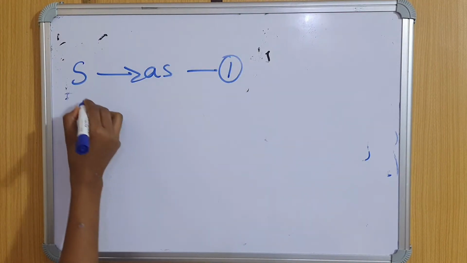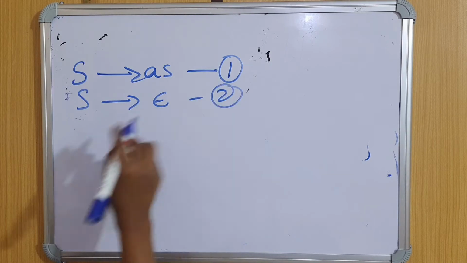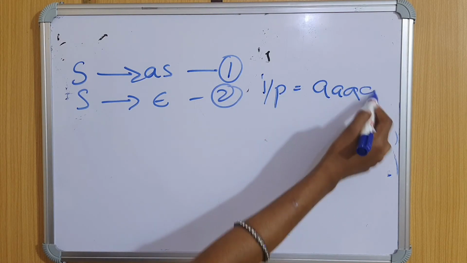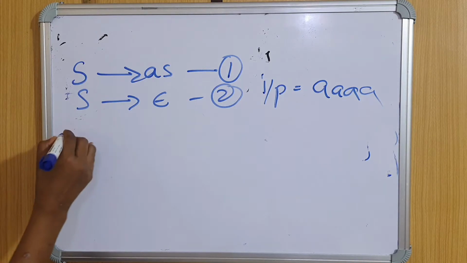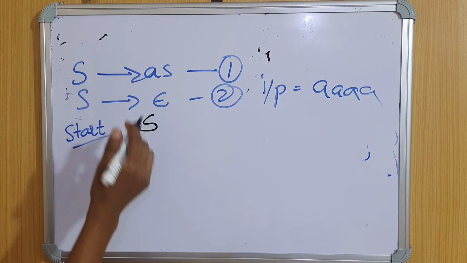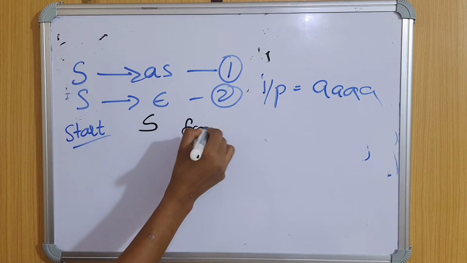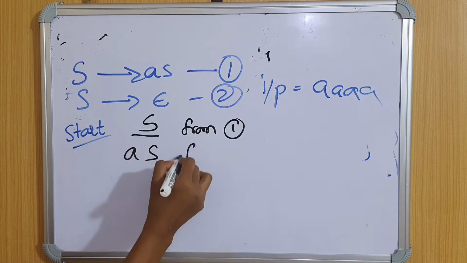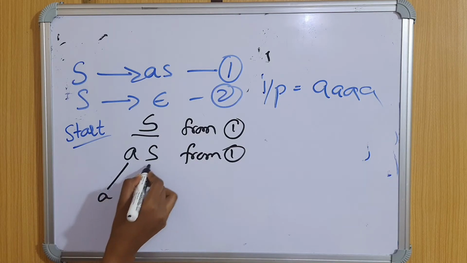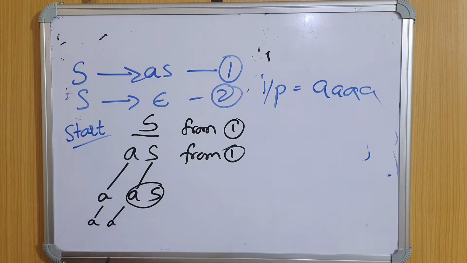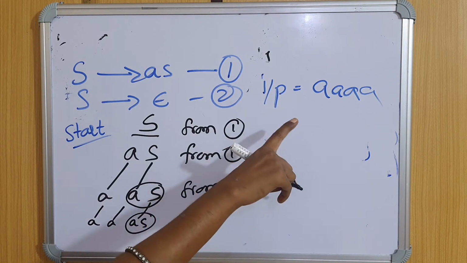Now if you take the production rules, S tends to AS, this is production rule 1, and S tends to epsilon, this is the second rule. My input string is 4 A's, and I have to derive the 4 A's. First I start with the start symbol S. From production rule 1, I can write AS. Again from S I can write AS, and again AS. But my input string is 4 A's.